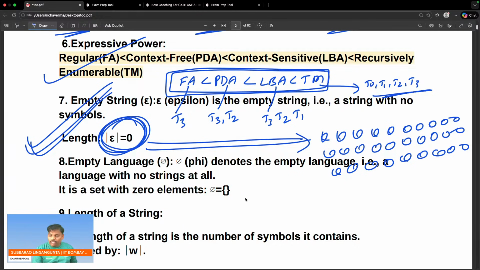Phi is an empty language. What is the meaning of empty language? Simply brackets with nothing inside. The number of strings in the language is nothing. That is called the empty language. So remember, epsilon is different, phi is different.